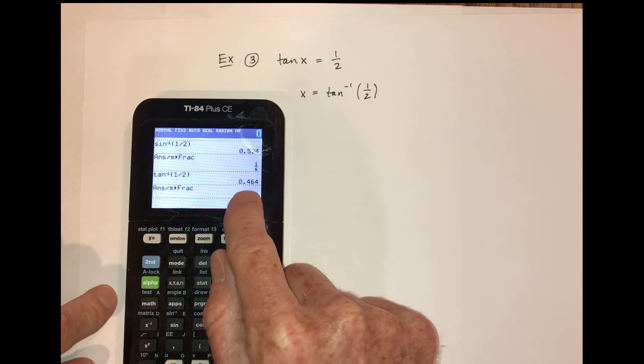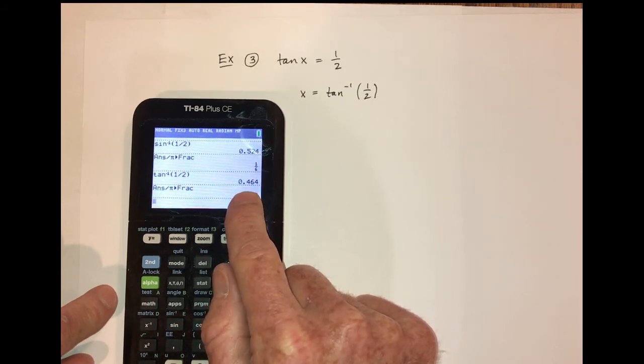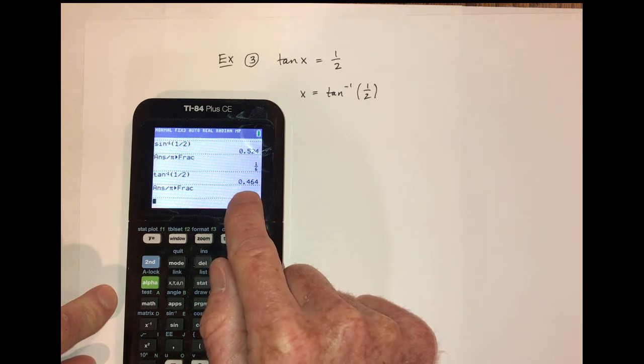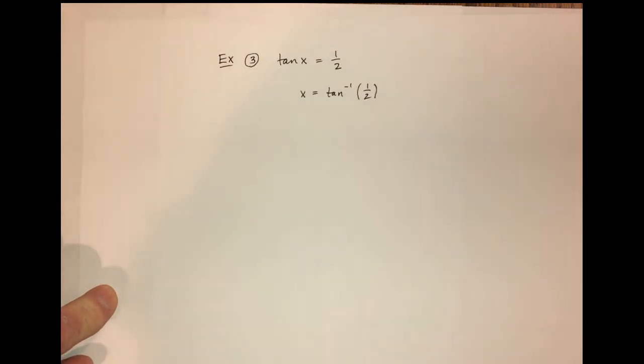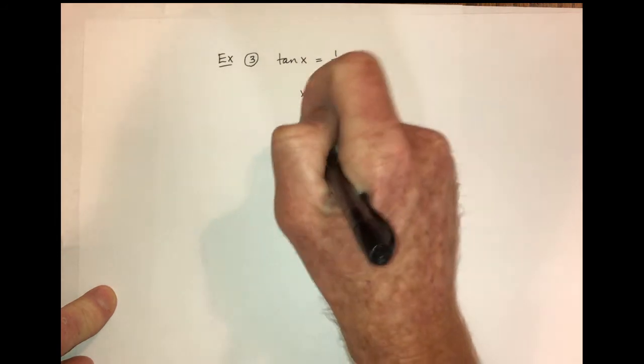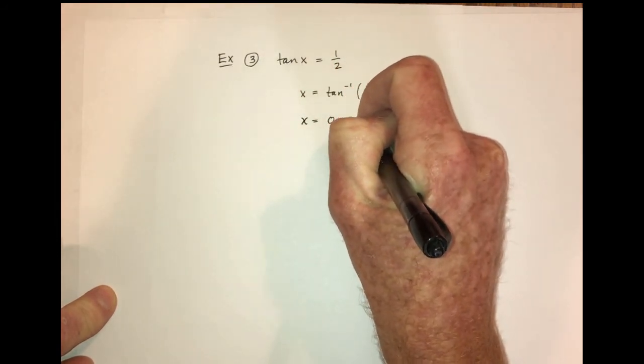So that means that this answer, 0.464, is not something that is just pi over 2 or pi over 3, something like that. So that means that we just use the decimal answer, 0.464. That actually ends up happening quite a bit, that we use the decimal answer. So x equals 0.464.